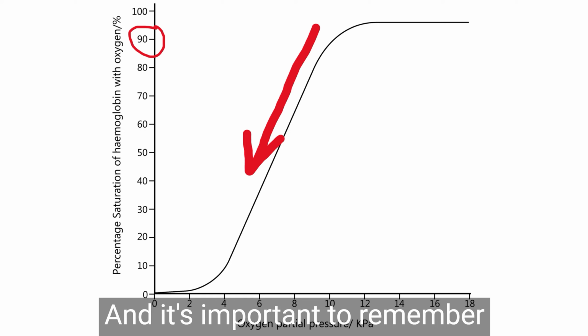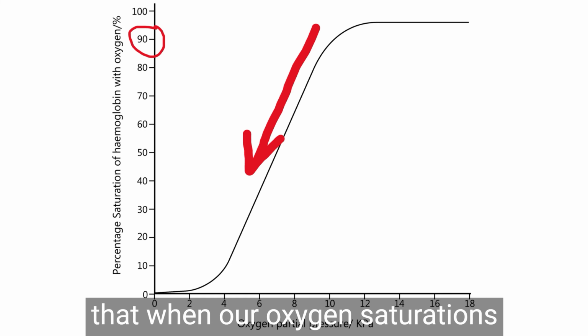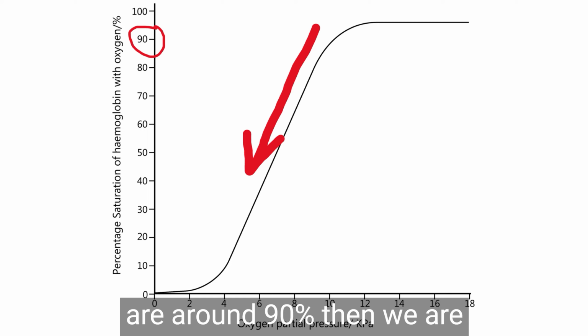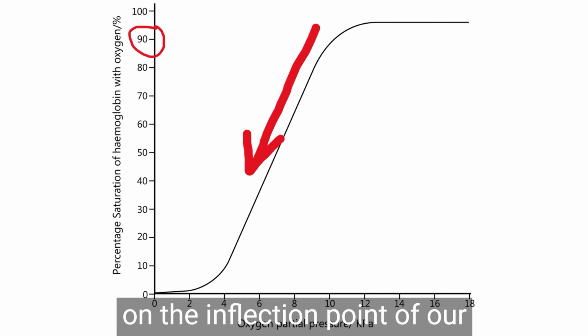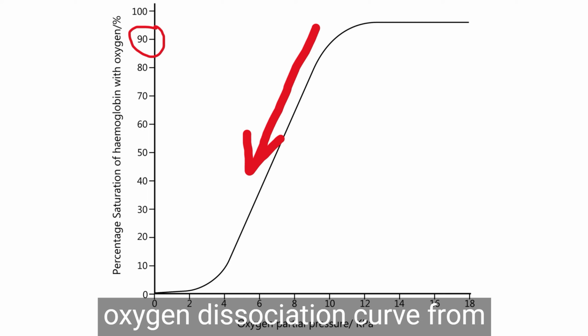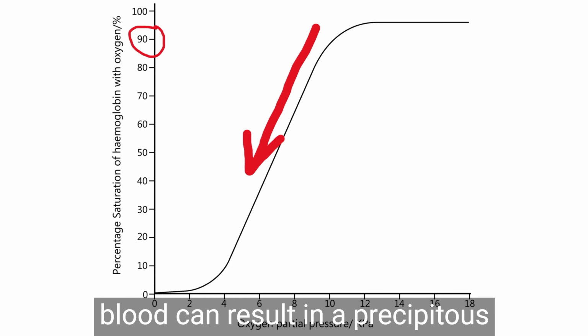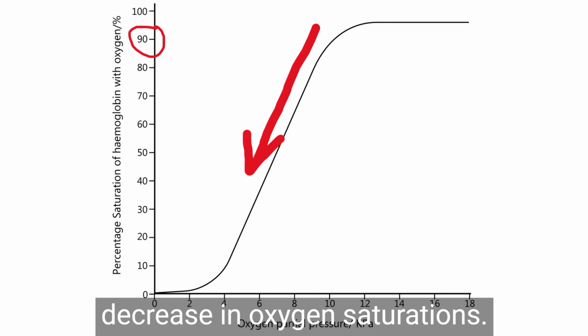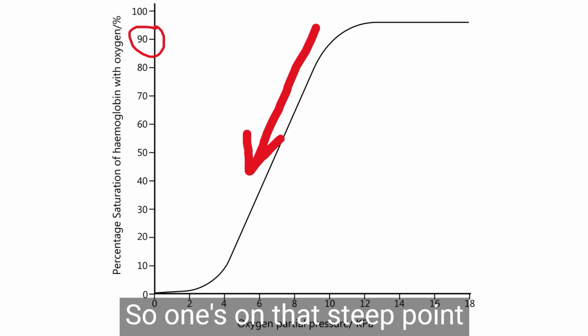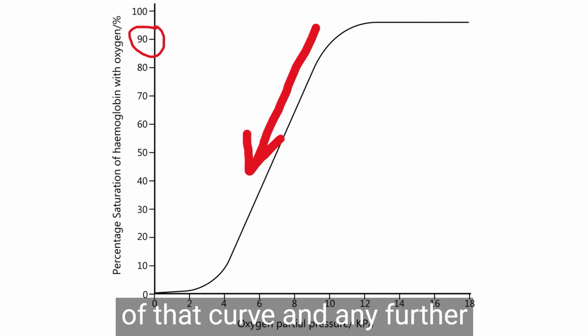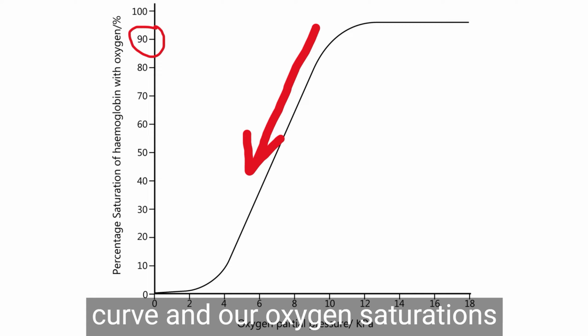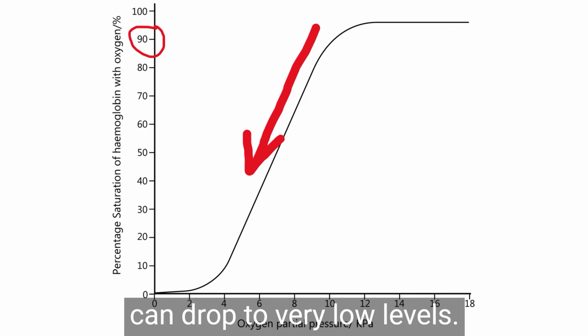And it's important to remember that when our oxygen saturations are around 90%, then we are on the inflection point of our oxygen dissociation curve from hemoglobin, and any further reduction in oxygenation in the blood can result in a precipitous decrease in oxygen saturations. So one's on that steep point of that curve, and any further decrease and we slide down the curve and our oxygen saturations can drop to very low levels.